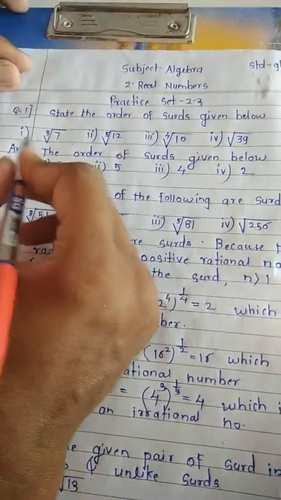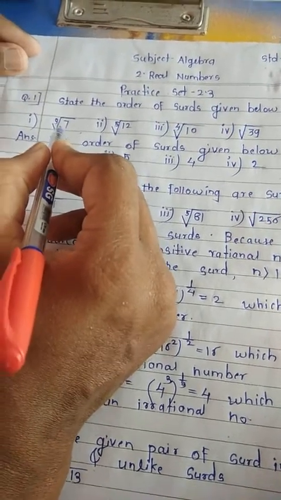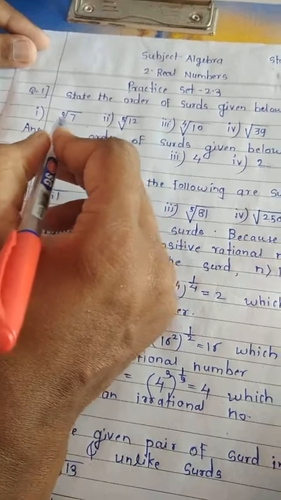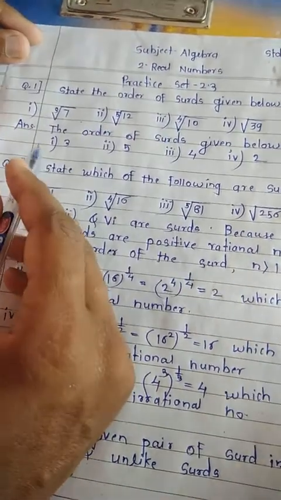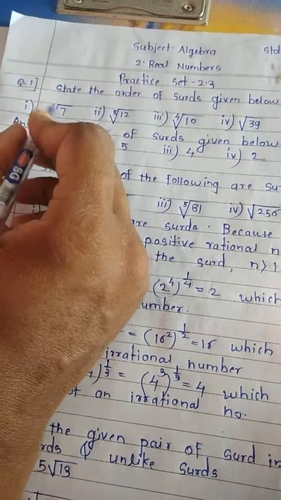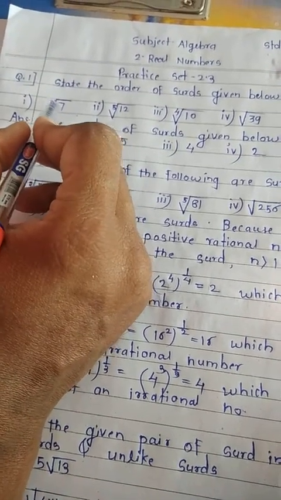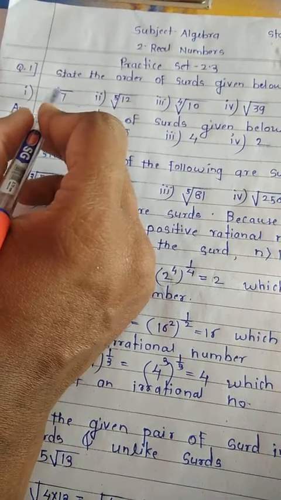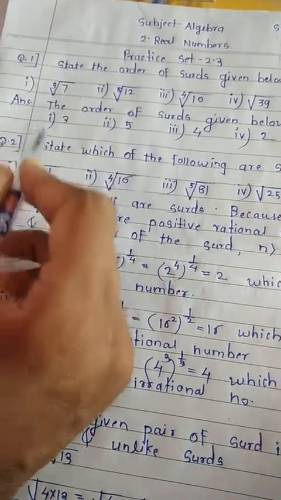Here, students, some of the questions are given. These are the irrational numbers and these are the surds. We have to find the order of the surd. Students, just understand here. Here is the cube root of 7. 7 is the radicand and 3 is the order because it's a cube root, and this sign is called the radical sign.